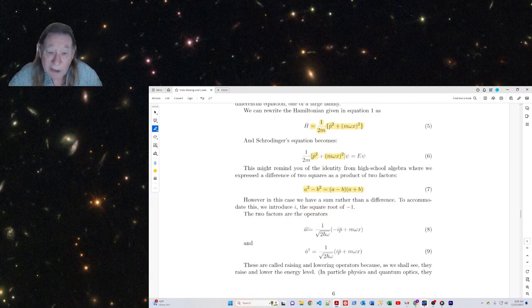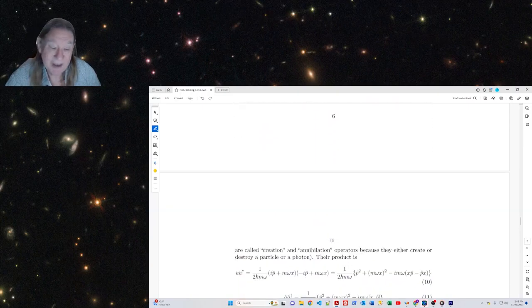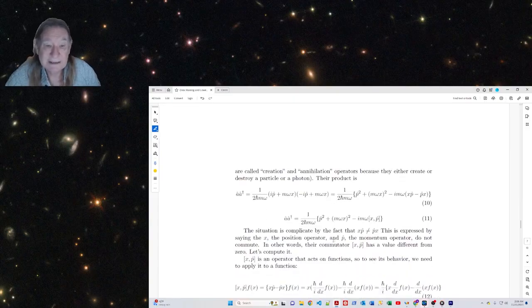A is called the lowering operator. A dagger is called the raising operator. And the reason is because A reduces the energy. It takes you down one level. And A dagger, this cross right here is a dagger, lifts you up one energy level. They're also called annihilation and creation operators in particle physics and quantum optics because they destroy or create a particle or a photon. But that's a story for another day.